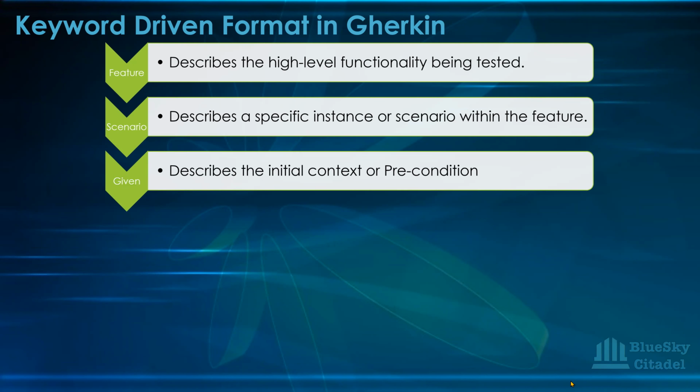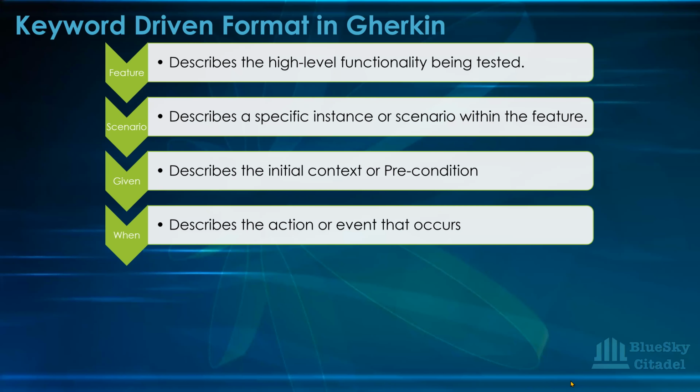And then the next one is when. When is a keyword that is used to describe the action or the trigger point. It describes the action or event that triggers the scenario. Remember, the feature is the high-level functionality. Scenario is within the feature. Given sets the stage for the scenario. When describes the action or the event that needs to occur to trigger that scenario. Next will be then.